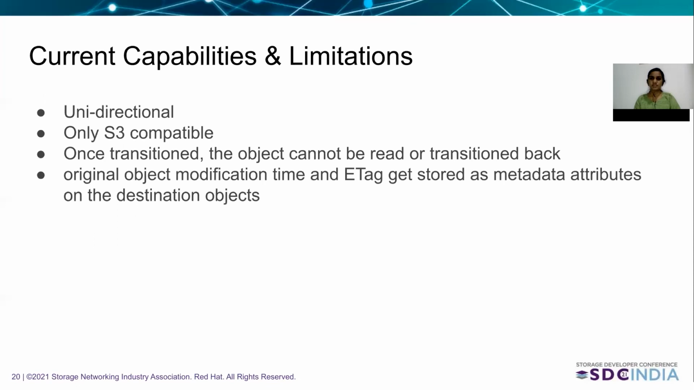So these are the two features, Cloud Sync and Cloud Transition, using which we can directly replicate or migrate data from the Ceph RGW server to an external public cloud, without any need for a third-party application in the middle. But they have certain limitations at the moment. They are unidirectional: the data movement is done only from the Ceph cluster to the public cloud, but not vice versa. They are compatible with only S3 cloud providers. Also, once the object is transitioned, it cannot be read or transitioned back by the Ceph RGW server at the moment.